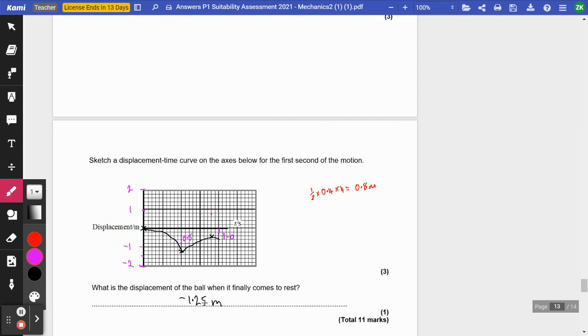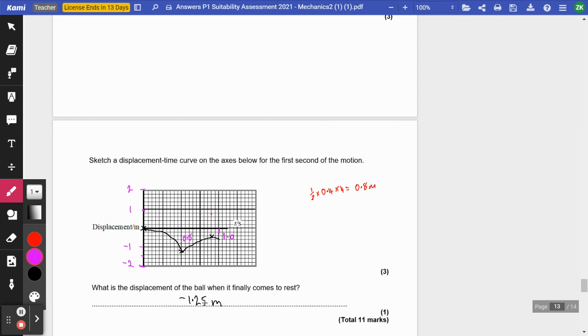So why is it curved? We know that the ball is speeding up, so the gradient will get higher and higher as we get closer to the ground, and then the gradient will get less and less as the ball starts to rise. So here, and then at this point it starts to fall again, so then the pattern repeats itself.